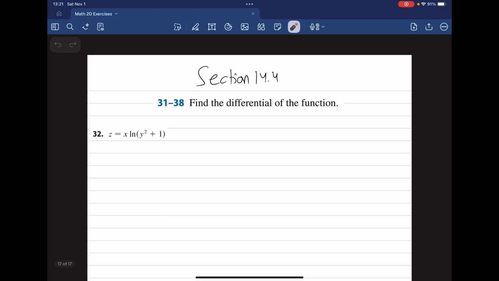The second problem we'll be doing is from the same section. This one's from set 31 to 38, and it wants us to find the differential of the function. Our function will be z equals x times ln of y squared plus 1.